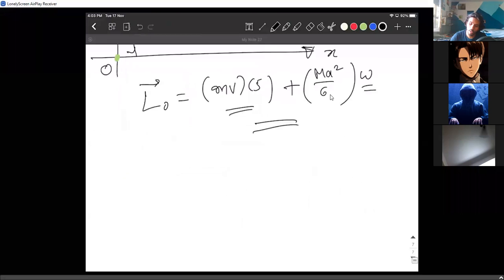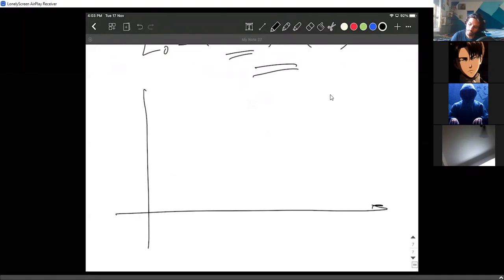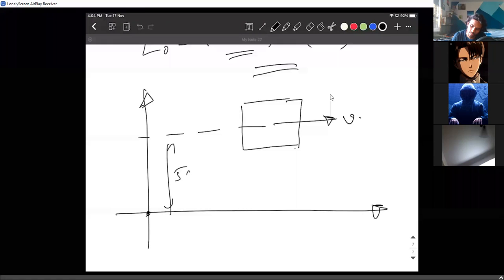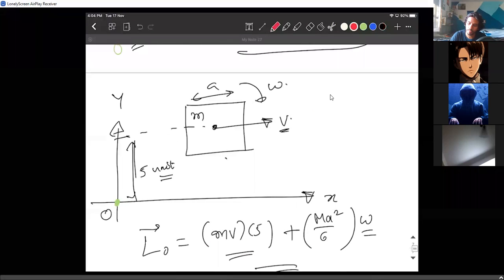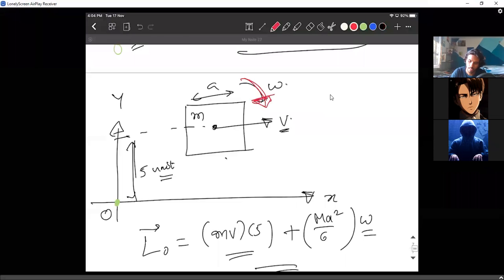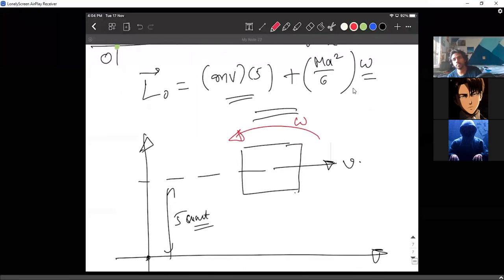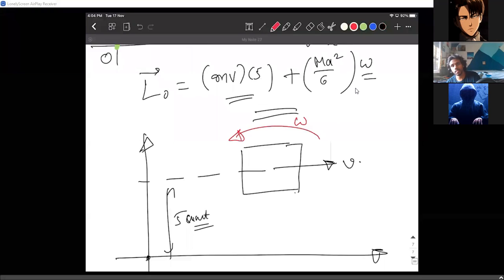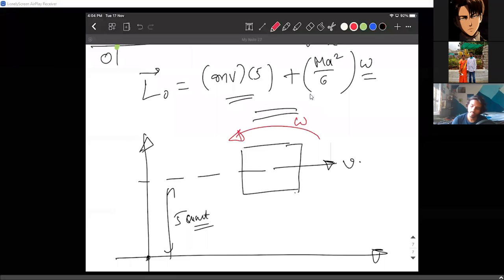Now I'm going to twist this thing by a small idea. The same thing is going like this, the same perpendicular distance of 5 units, the same square plate, except it is rotating like this. Can somebody tell me what will be the angular momentum? Is there any difference? Here the angular velocity is like this, and here the angular velocity is like this. Chetan, you can speak. Just take it minus, sir. Exactly. Take this angular velocity as minus.